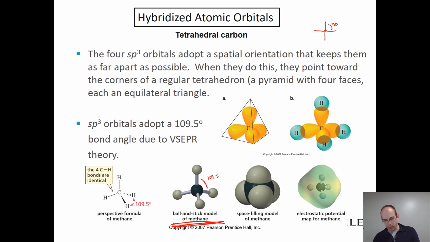And in general, we're going to see that any atom that is sp3 hybridized is going to have an angle between those electron groups and consequently between the bonds that it creates of about 109.5 degrees.